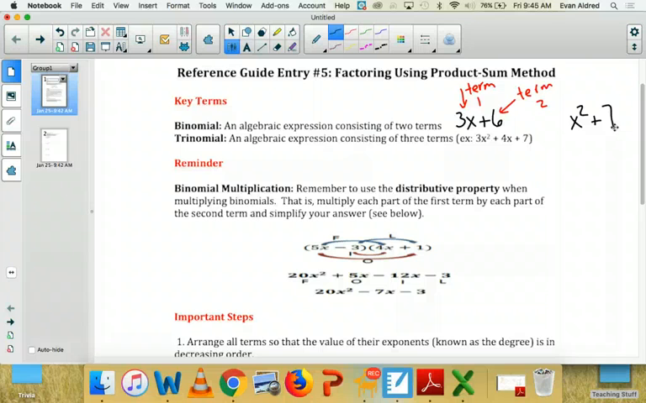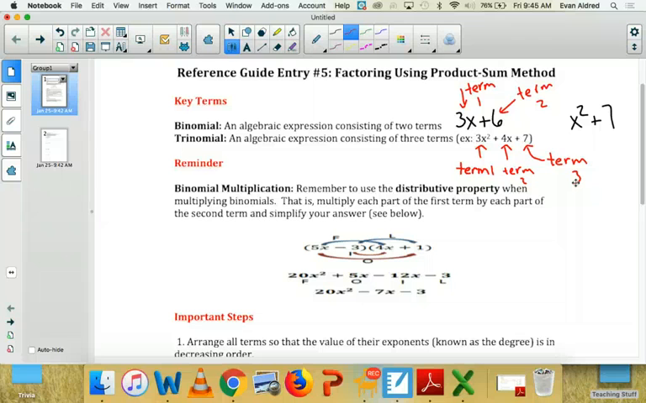A trinomial is an algebraic expression consisting of three terms. So in a trinomial, you would have a term 1, you would have term 2, and then you would have a constant at the end, which is term 3. Okay? And we'll be working a lot with trinomials when factoring with the product sum method, pretty much exclusively with a couple of little exceptions.